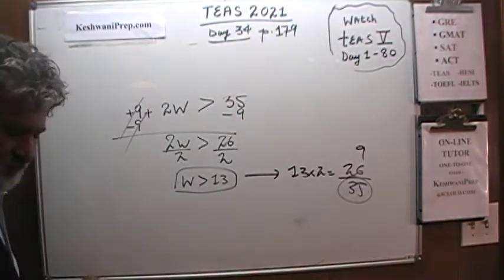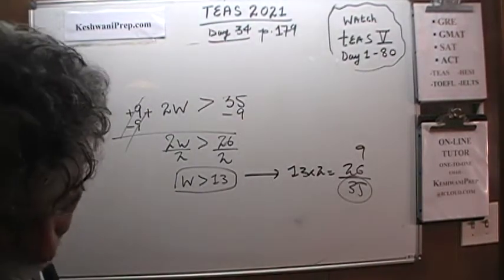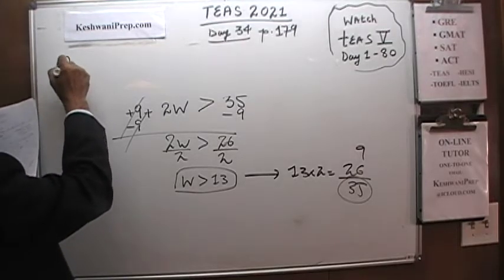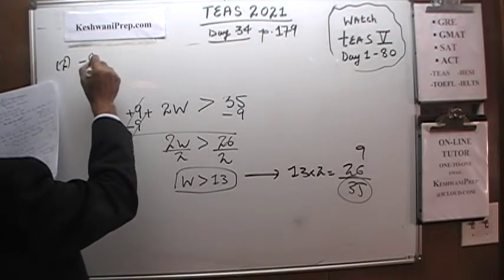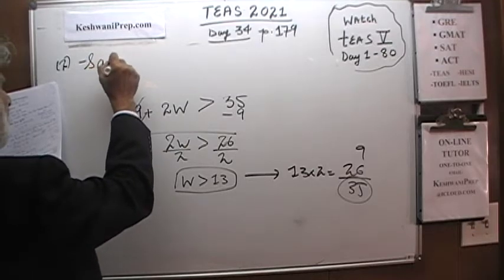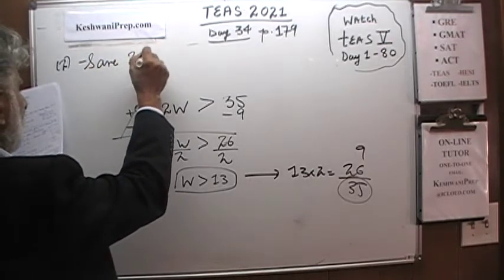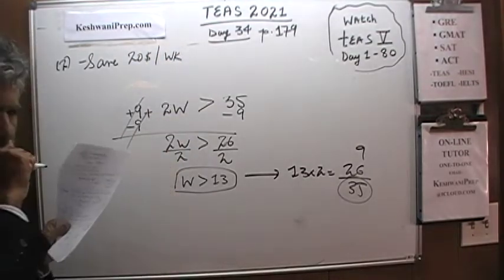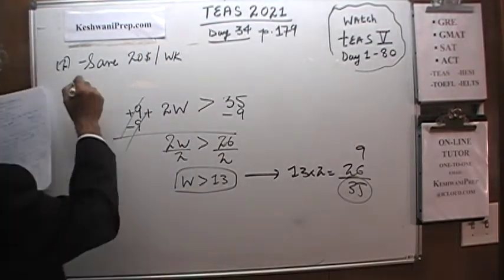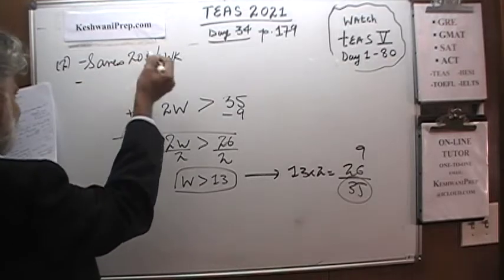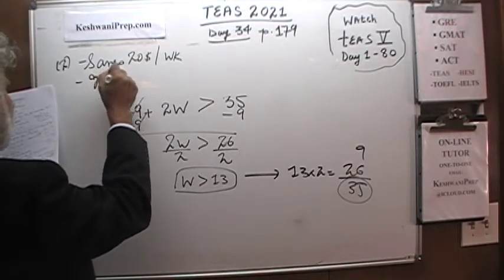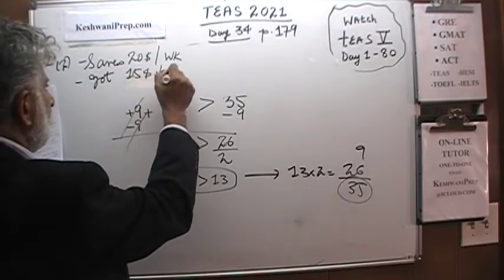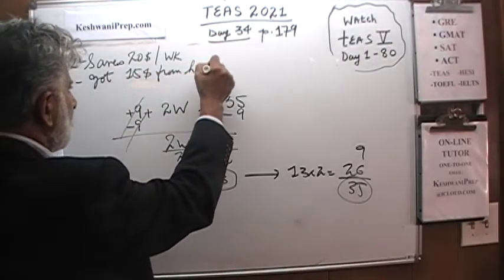There are 5 of them, as I said, on the page, as you can see clearly. We're going to go through all of them. Number 2 says that we're going to save $25 per week. This person saves $20 per week, and we are told that this person got $15 from his brother.